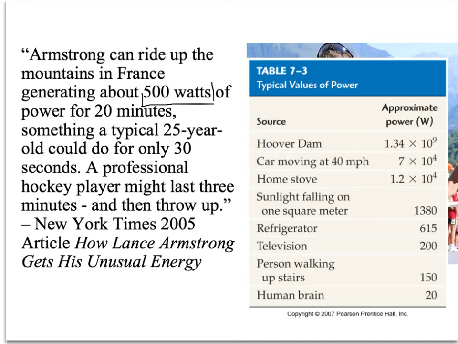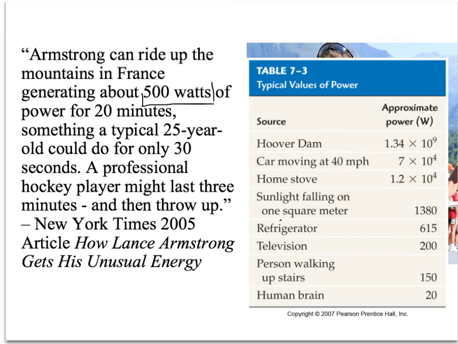Over here on the right, I have some things you might know about, and then how much power they generate. Hoover Dam, which is a great big dam that generates power through water, through spinning a turbine, generates 1.34 times 10 to the 9th watts, so a lot. A car going at 40 miles per hour generates 7 times 10 to the 4th watts. A home stove, 1.2 times 10 to the 4th watts. So that's 1.2 times 10 to the 4th joules per second. It's a lot of energy every second.